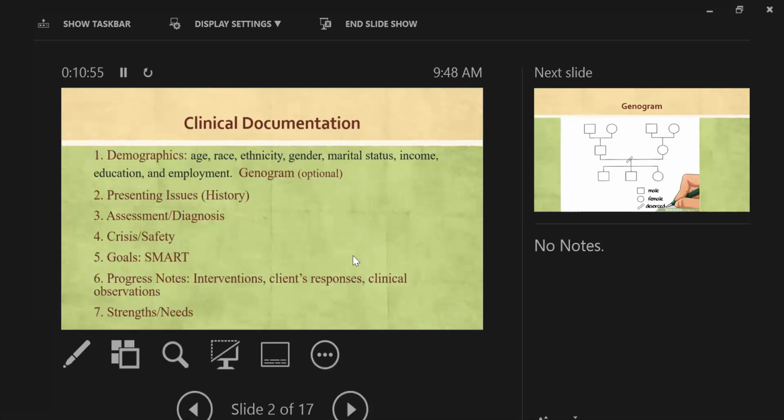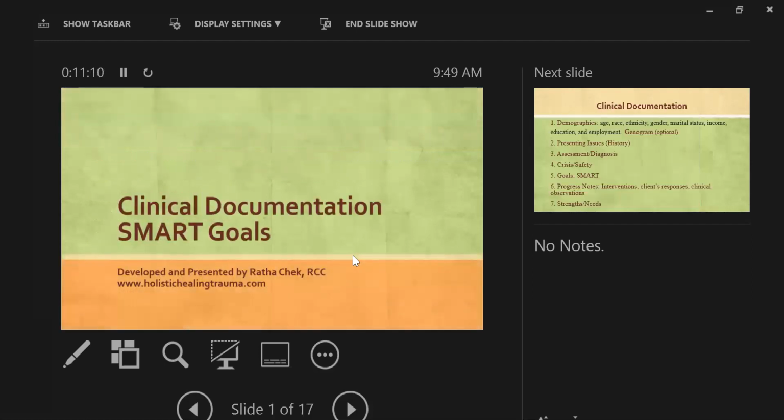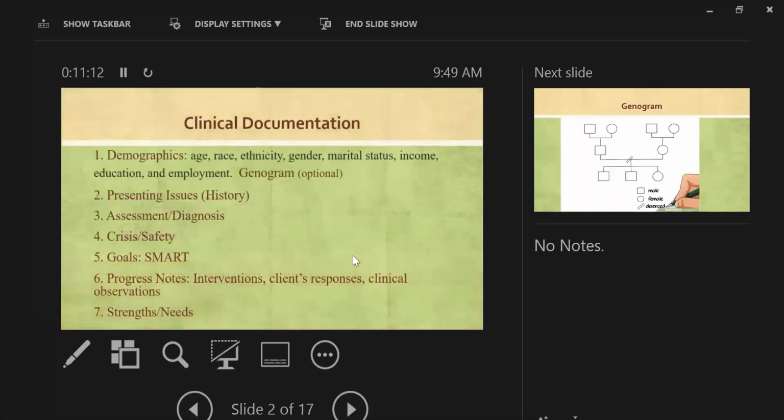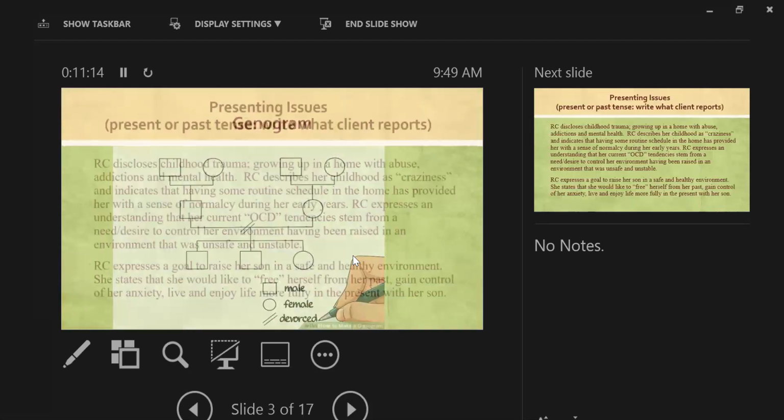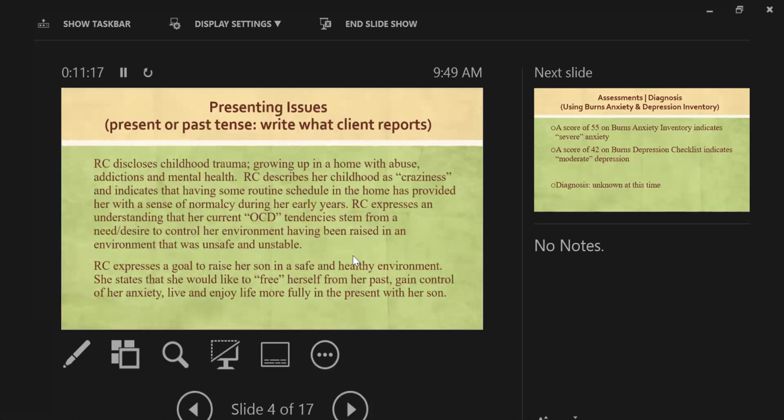Thank you. Okay, and then 7, we also want to include strengths and needs of the client. Okay, next. Oh, sorry, I'm going backwards. Okay, presenting issues. Here we go.